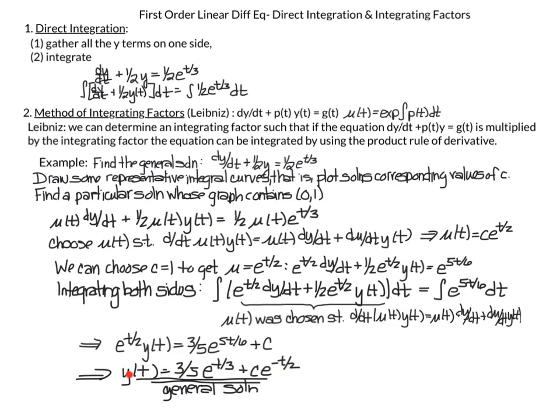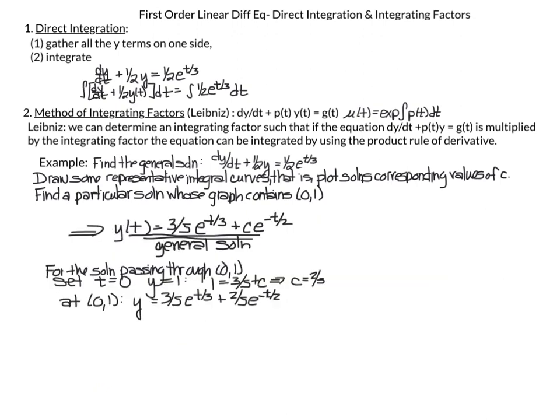Our general solution is y of t is equal to 3/5 e to the t over 3 plus c e to the minus t over 2. So I rewrote my general solution here, and now we want to find the solution that passes through 0, 1, kind of like an initial value condition. So when t is equal to 0 and y is equal to 1.